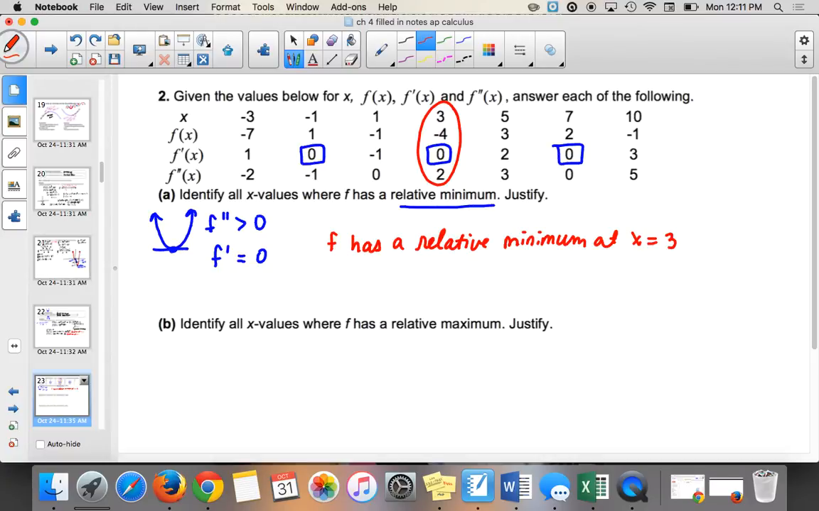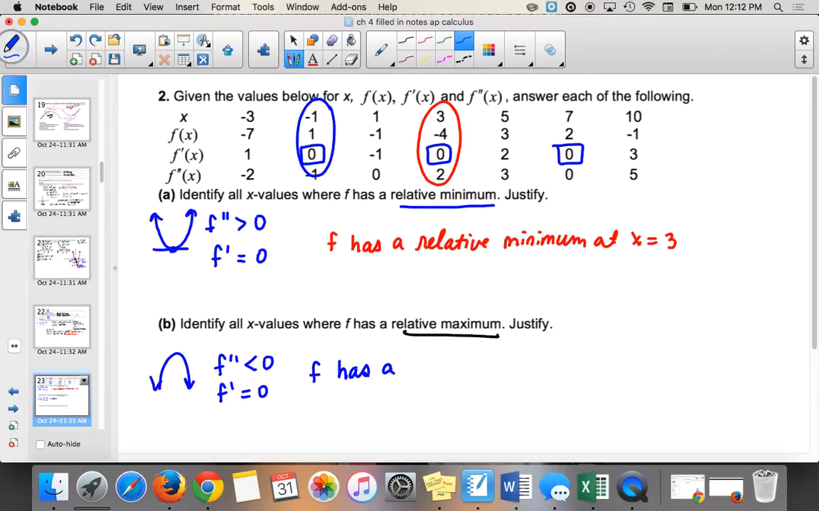All right, so B, identify all x values where f has a relative maximum. So where would it have a relative maximum? Well, in that case, we need f double prime to be less than 0. We need it to be concave down. And we need f prime to equal 0. So where is it less than 0? At -1. So f has a relative max at x equals -1.